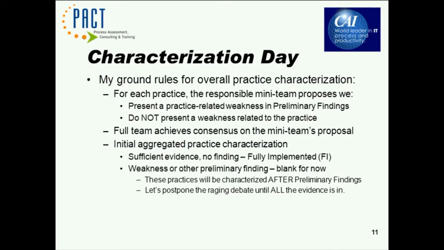Did we get this right? Do you believe that this is a weakness in your implementation? Or do we not understand the current situation? There's more information that you can provide to help us understand it better. In that case, we're not going to try and distinguish whether it's largely implemented or partially implemented or not implemented. We're just going to leave it blank for now. We're going to wait till we have all the information before we get into the longer discussion, which is what's the correct characterization for that particular practice.